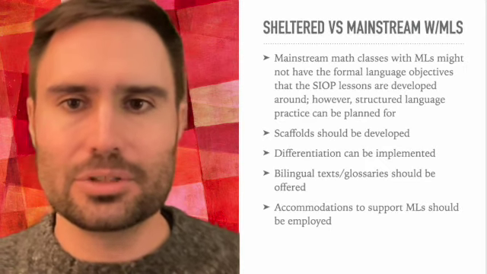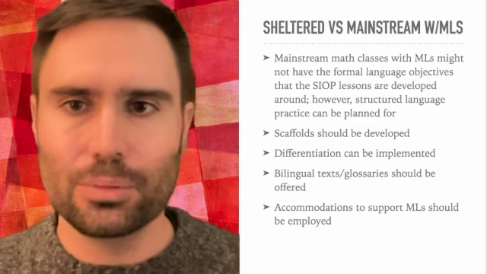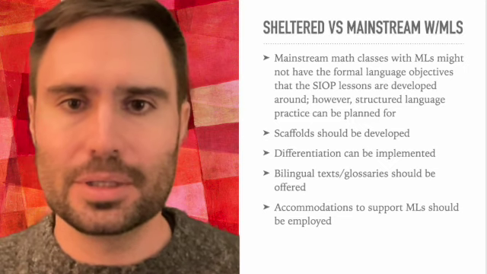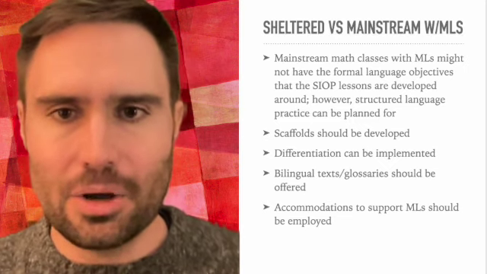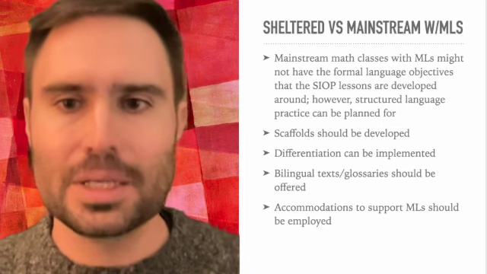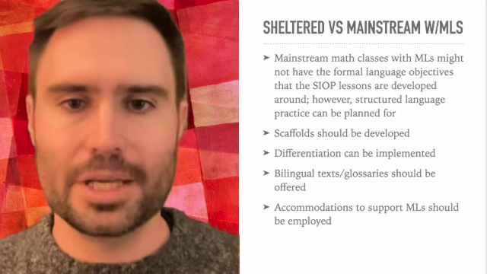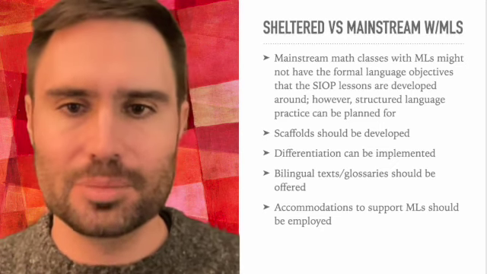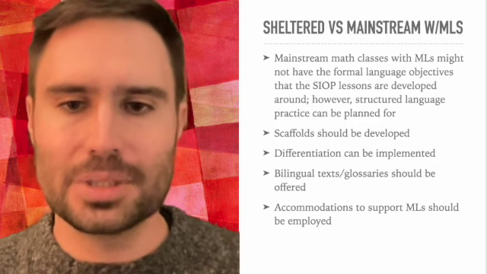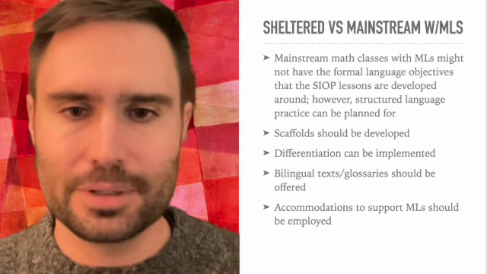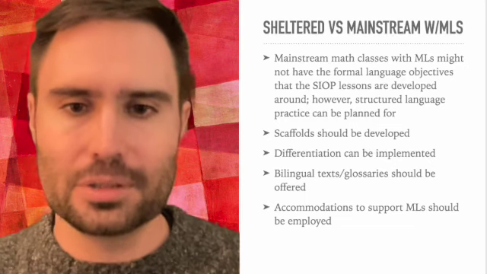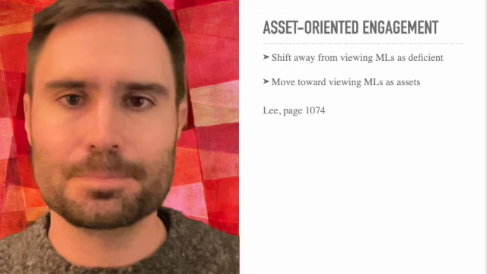How might this apply to mainstream classes with multilingual learners in them? So taking from the sheltered instruction approach, mainstream classes, although they might not have the formal language objectives that the SIOP lessons are developed around, structured language practice should be planned for. Scaffolds should be developed. Differentiation should be implemented. Bilingual texts or glossaries should be offered. And accommodations in assessment should be employed to support the multilingual learners.